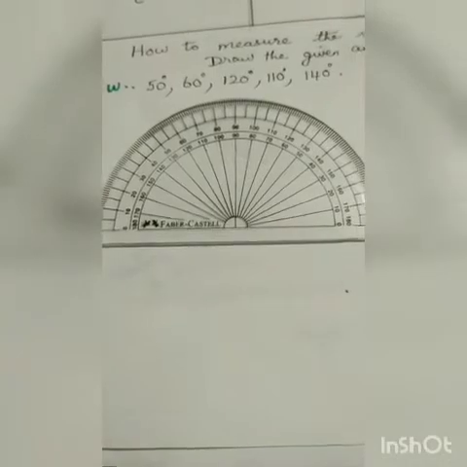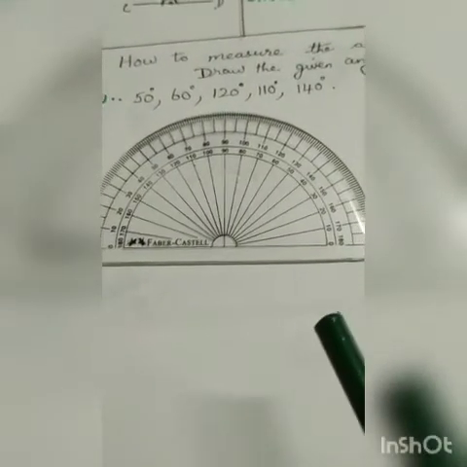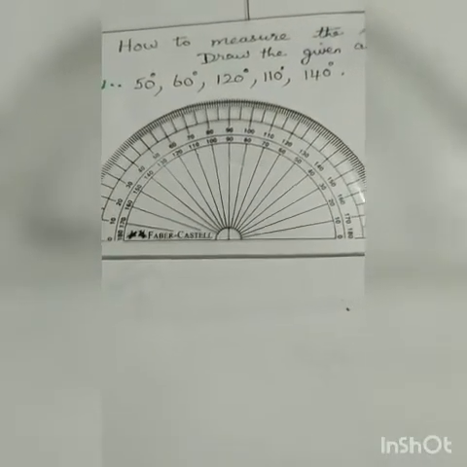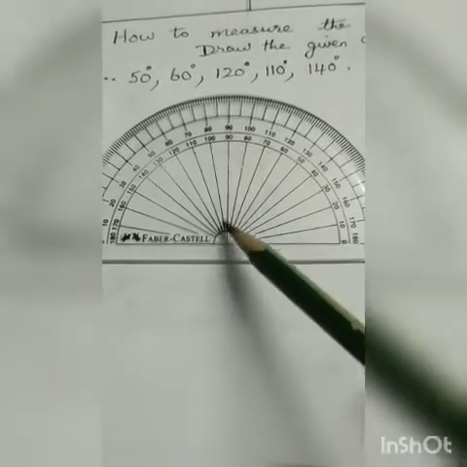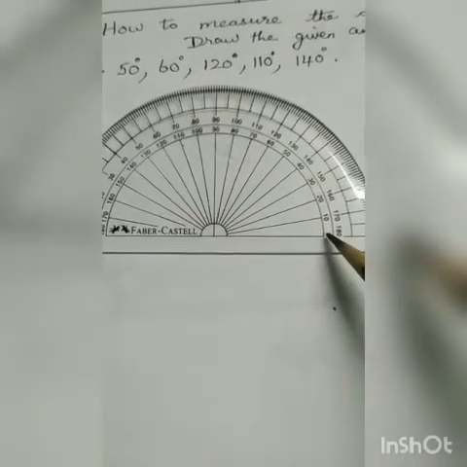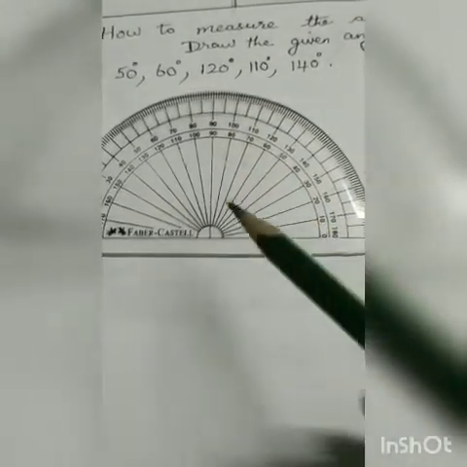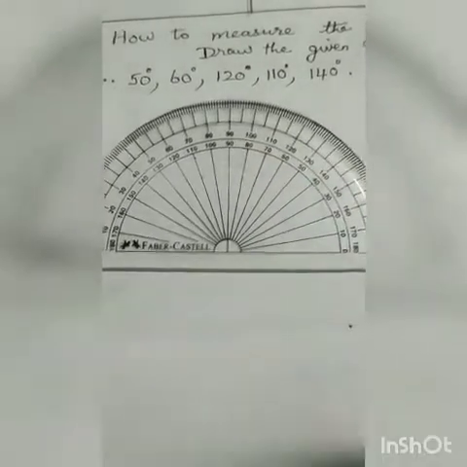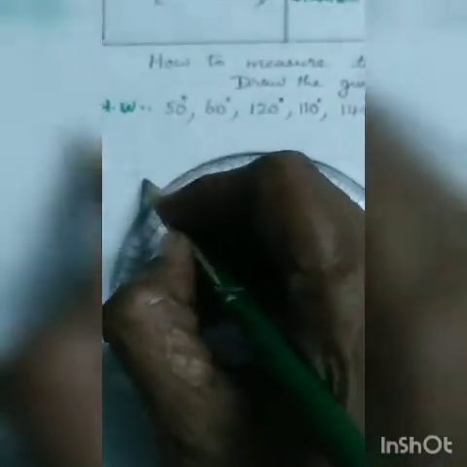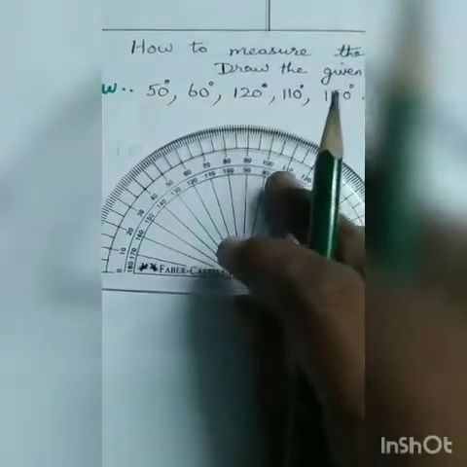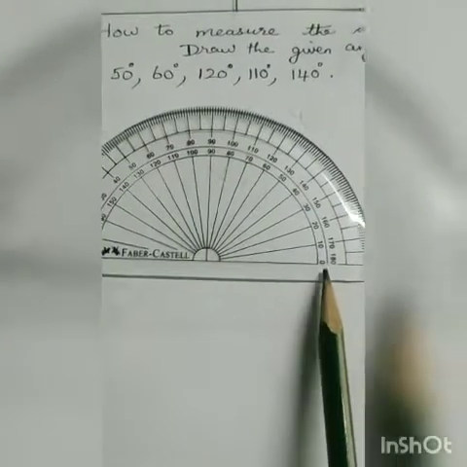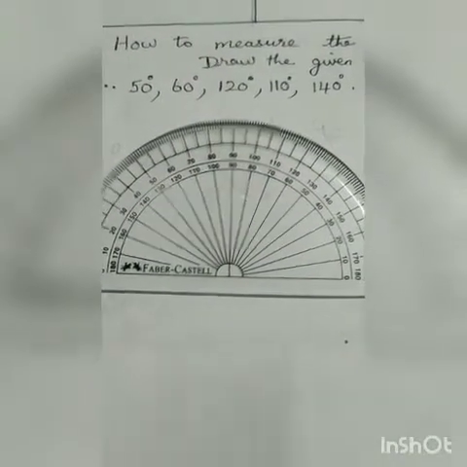Yes children, let us measure the angles with the protractor. This is the protractor I have brought. It is very easy to measure angles with it. The midpoint is called 90 degrees. From here, the straight line is called a right angle. From here to here is 90 degrees, and this side is also 90 degrees. Both together, 90 plus 90, is 180. So these are the basics of making an angle.